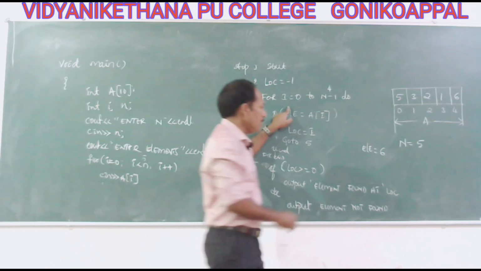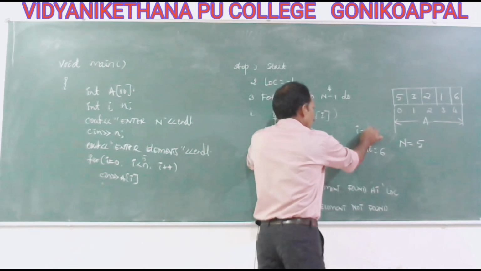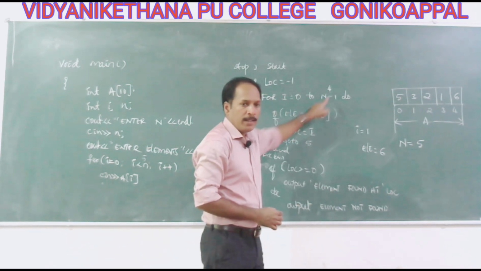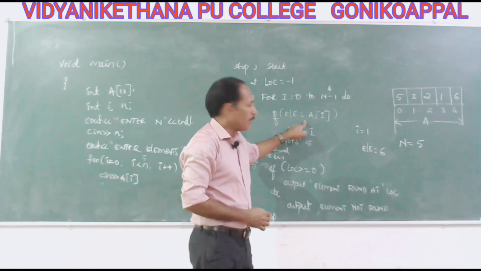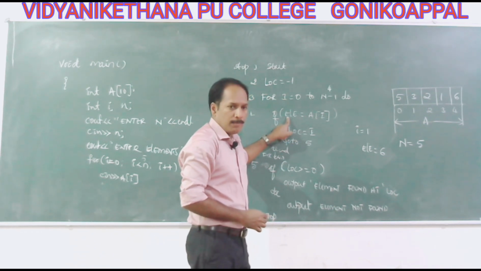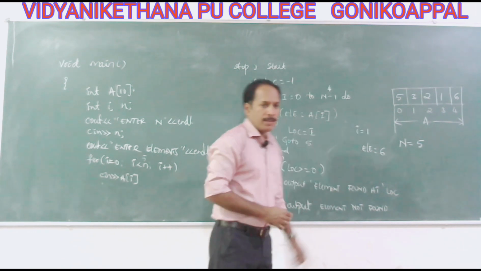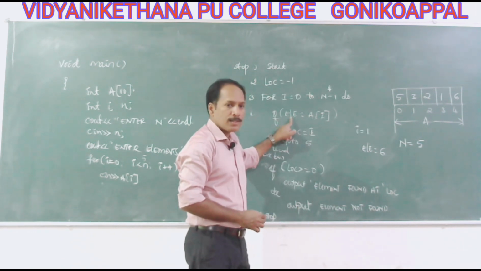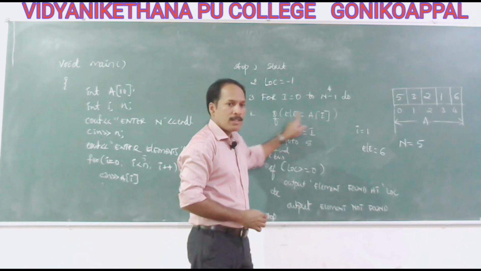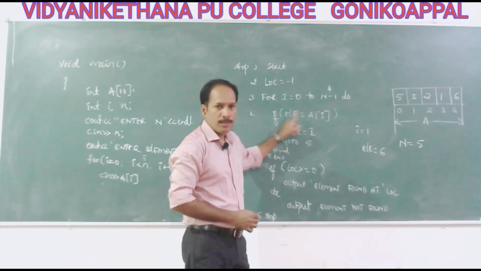So I previously 0. Now I becomes 1. 1 is less than 4. Again repeat. So repeat now. ELE remains same. The element you are looking for is 6. And then A of 1 is 3. So now it is 6 and 3. 6 and 3 are same? No, they are not the same.